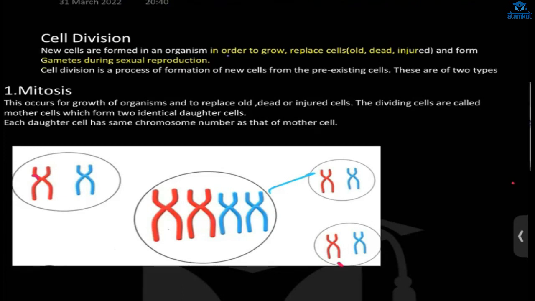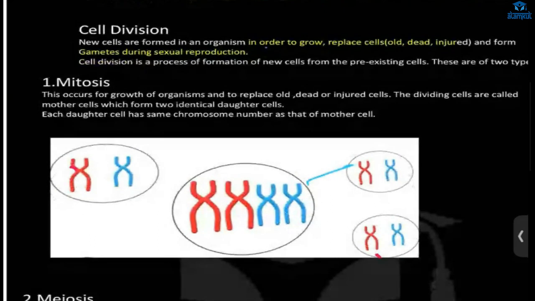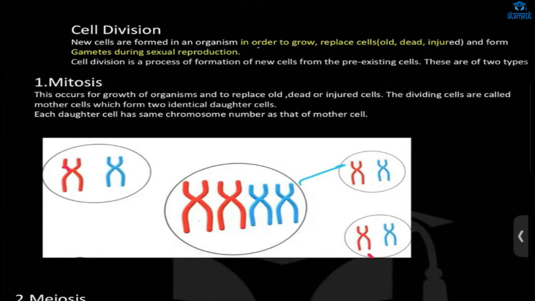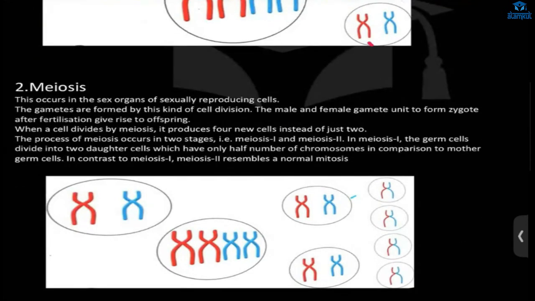Two types of cell division will be there. The simple growth type, to replace cells, is done by mitosis. And the formation of gametes, male and female, sperm and ova, is done by meiosis. When the male and female gametes fuse, a new individual will be formed. That is the zygote, and it forms the baby.